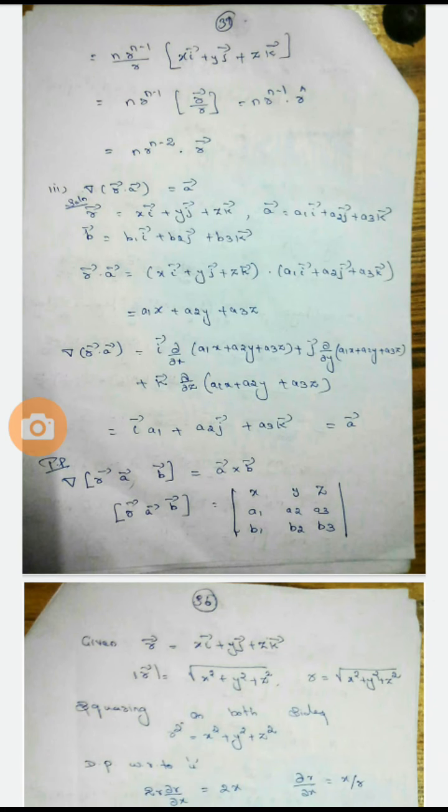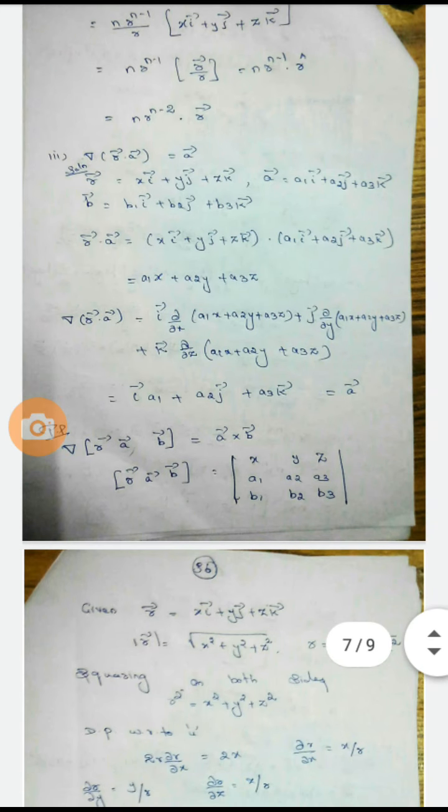Next, del of r dot a is equal to a vector. First write r vector, then write a vector, then write b vector. Then find r dot a, and then find del of r dot a. So we get a1 i plus a2 j plus a3 k, and that is equal to a vector.